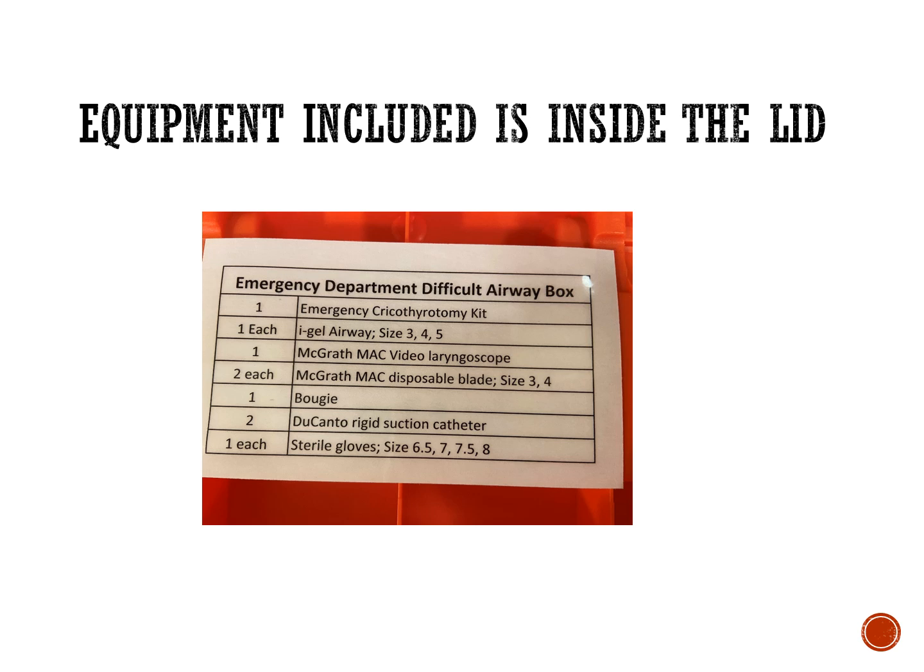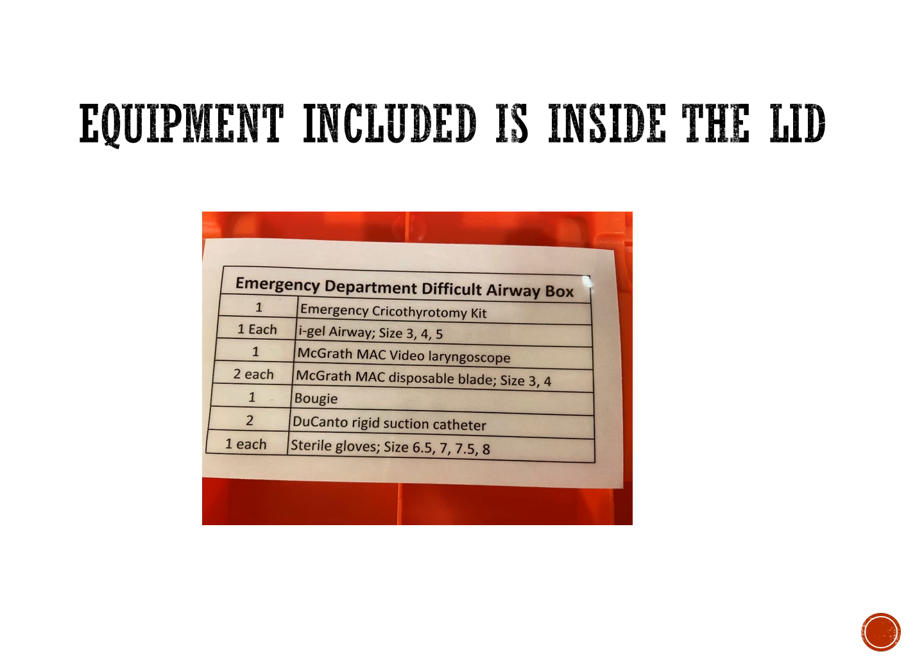For an adult difficult airway box: an emergency cricothyrotomy kit, an i-gel. Again, I'll show you what an i-gel looks like. The i-gel is just a variant, if you will, of a laryngeal mask airway. A McGrath video laryngoscope and some disposable blades. If it's an adult, it would be a 3 and a 4. A bougie, at least one bougie, and the Ducanto rigid suction catheter.